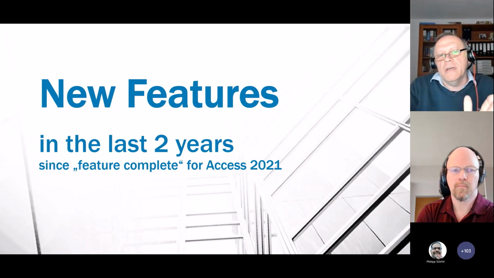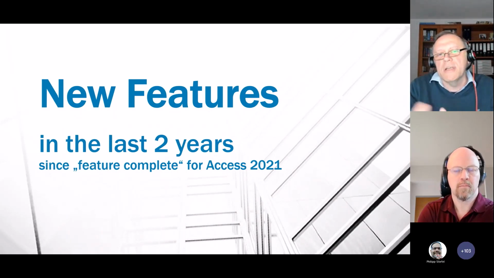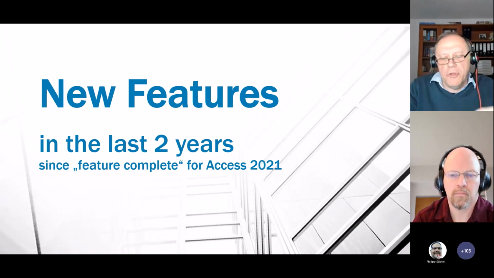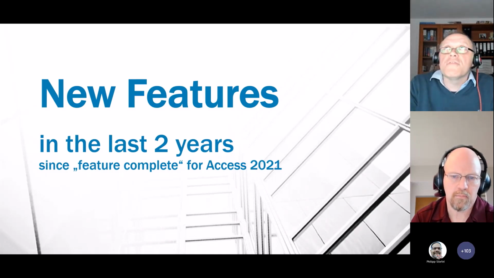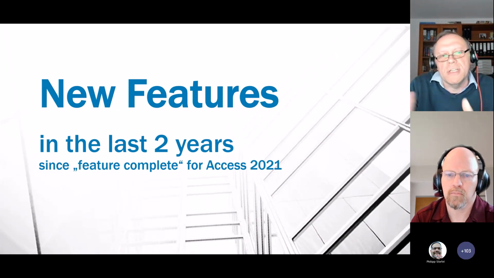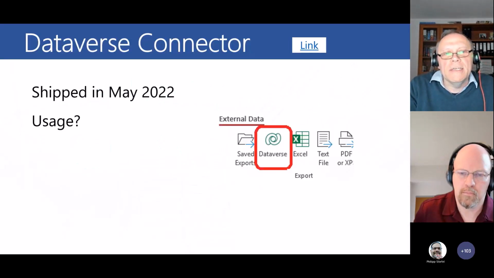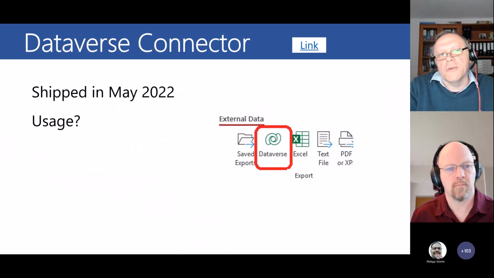I picked when there was feature complete for Access 2021, because it came out in September 21, but a few months before, there's a cut in the features of 365 that they then put out as a perpetual version, and that's a feature complete date, so it's almost 2 years now. And what did we get since then? One feature, the Dataverse connector.